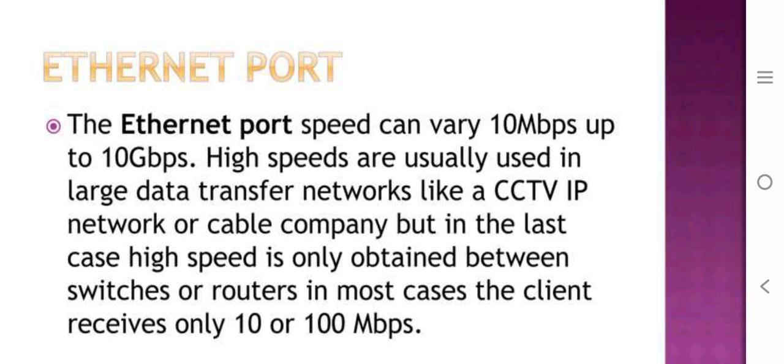Now, the Ethernet port carries 10 Mbps to 100 Mbps speed. High speed data is usually transferred on networks like CCTV, IP networks or cable companies. But in most cases, high speed is only obtained between the switch and router, while the device receives only 10 to 100 Mbps data.